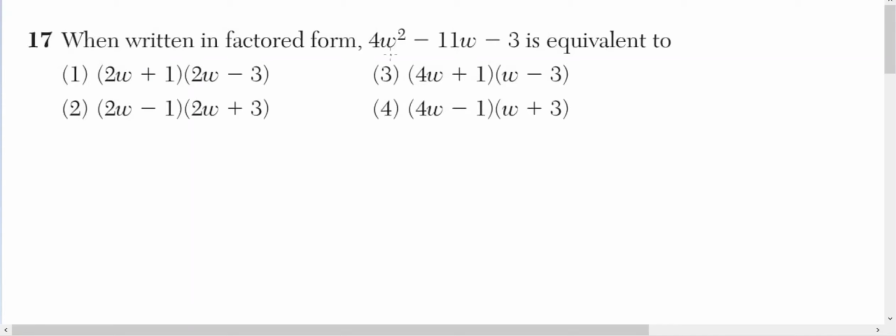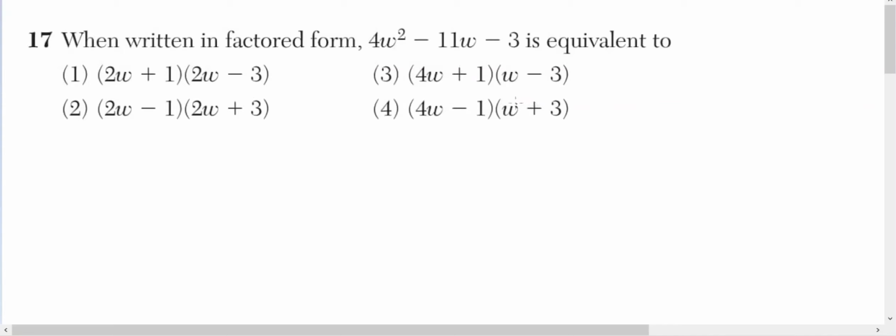which matches up with this. However, choices 3 and 4 also produce 4w squared for FOIL, so that doesn't help us. What about the last part of FOIL, the L? If we do positive 1 times negative 3, that gives negative 3. Negative 1 times positive 3, same deal. And then basically copy-paste those results over here. So that also doesn't help us.